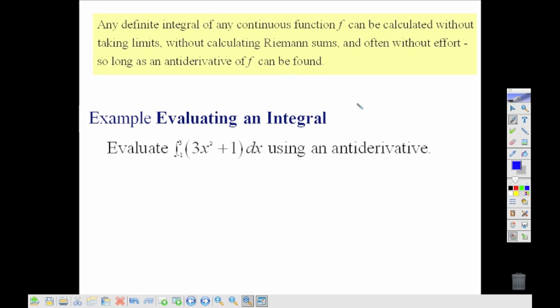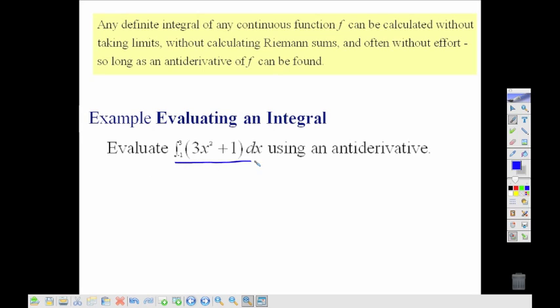This is useful to us because before we had to calculate an integral by knowing the exact value of the area underneath the curve, or we had to estimate it using rectangles or Riemann sums. But now we're going to be able to do this exactly by using antiderivatives. So as long as we know the antiderivative, we're going to be able to do it this way.